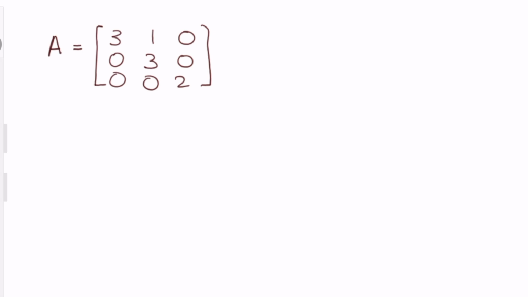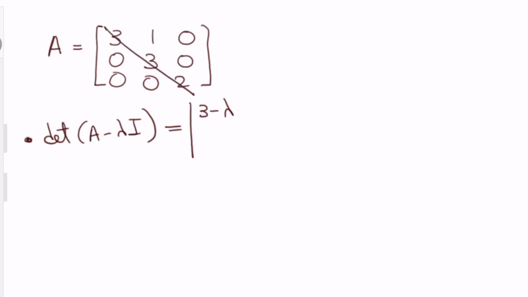So let's investigate if this matrix is diagonalizable or not. To start, the first step we know is the calculation of the characteristic equation, the characteristic polynomial, the determinant of A minus lambda I. So this determinant in this case is equal to 3 minus lambda. We're going to subtract lambda everywhere here: 1, 0, 0, 3 minus lambda, 0, 0, 0, 2 minus lambda.